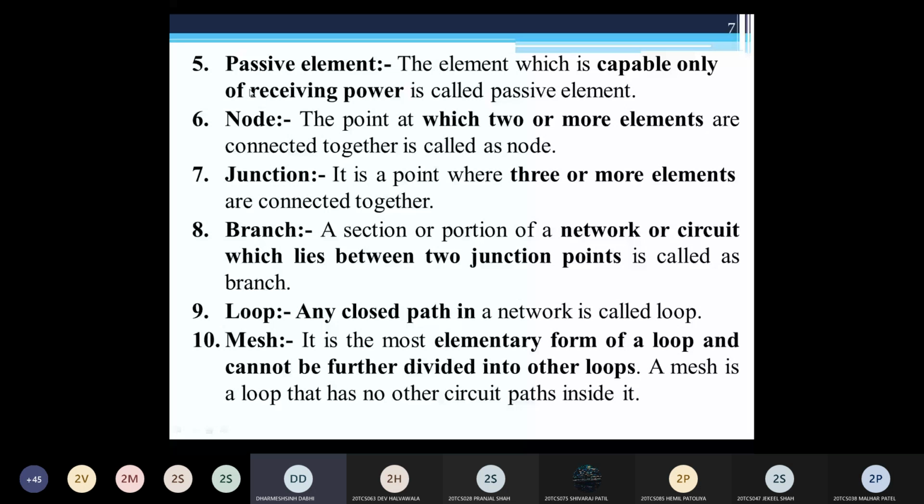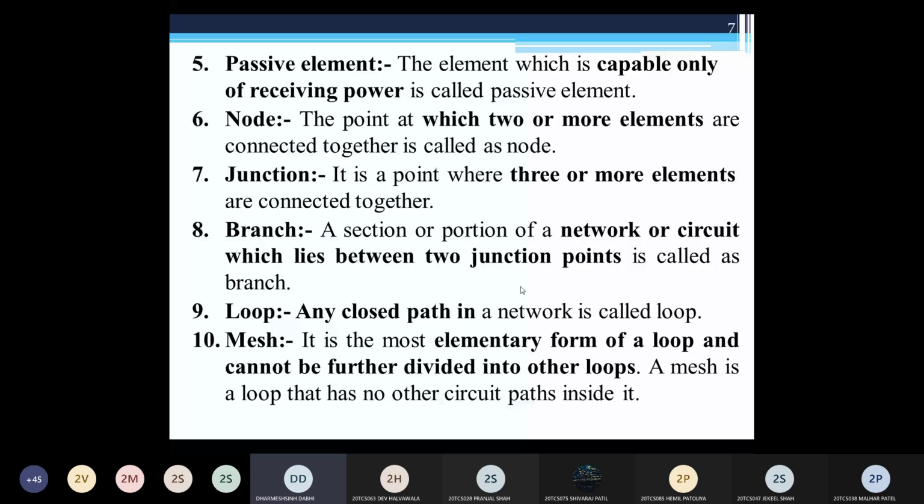Then the definition of passive element. A passive element is an element which is capable of only receiving power. So if resistance, inductance and capacitor are present in your circuit, they are receiving energy from the source, so they are called passive elements. Then the definition of node: a point at which two or more elements are connected together is called a node. Then junction: a point where three or more elements are connected together. Then branch: a section or portion of the network or circuit which lies between two junction points is called a branch. Then the definition of loop: any closed path in a network is called a loop.